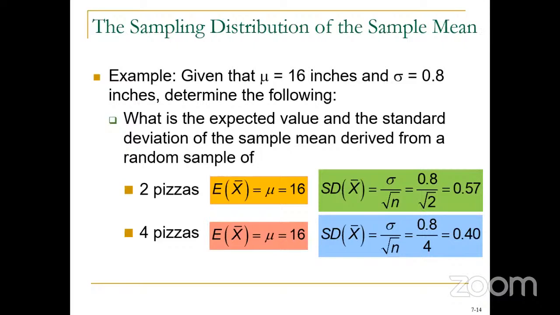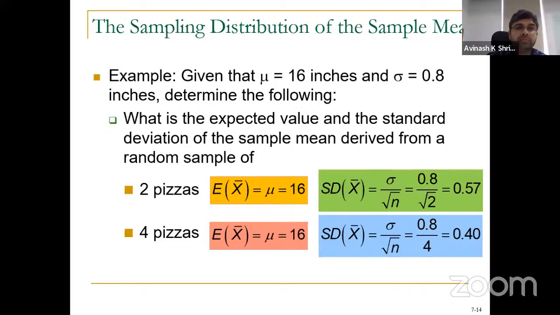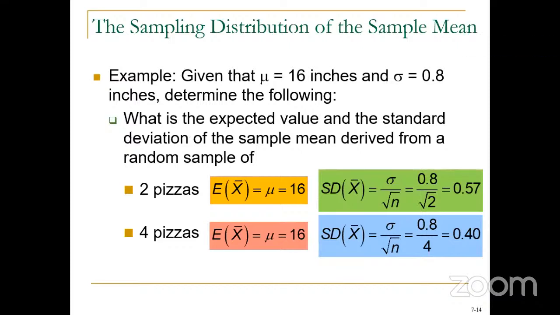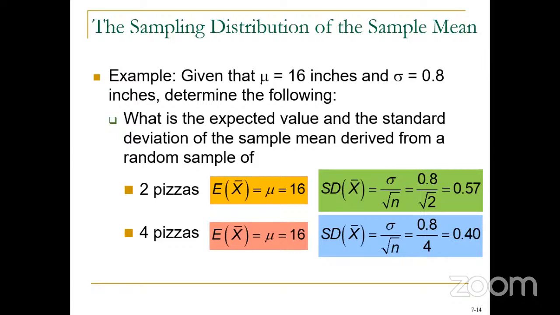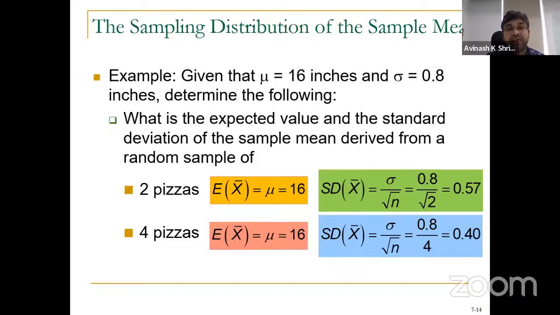Excuse me, sir. Yes, please. It means when n tends to infinity, suppose the sample we are taking is infinite, then in that case the standard error will become 0, and the sample mean and population mean will become the same. That is always the same. Exactly.